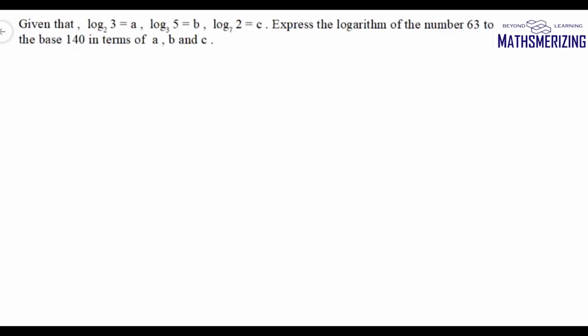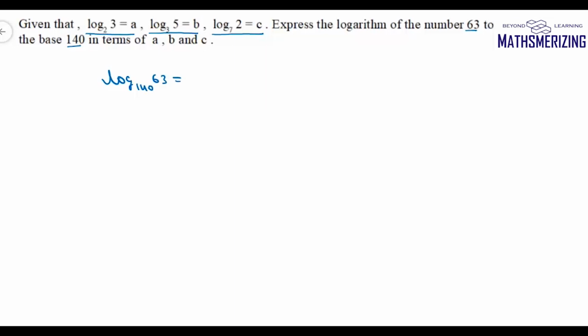Now the question is: given that log 3 to the base 2 is a, log 5 to the base 3 is b, and log 2 to the base 7 is c. Now we need to express the logarithm of the number 63 to the base 140 in terms of a, b and c. So that is, I'll need to find log 63 to the base 140.